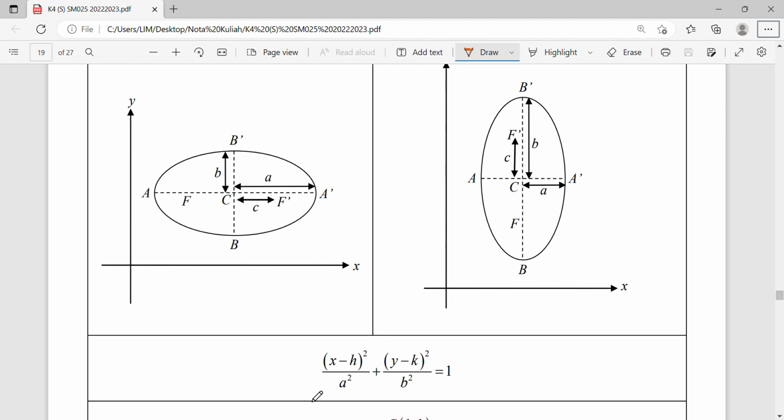So from the equation here, what can we see? X can be equal to h. From here, y can be equal to k. So this x equals to h and y equals to k, they can build up a coordinate hk, which is represented by our center. So this is our center.